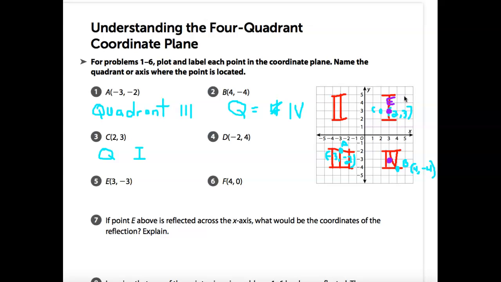Okay, that is the reflection of, wait a minute, this is E, sorry guys, this point here, the purple point, 3, -3 is E. Okay, this up here is not E, it's the reflection of E. We reflected it over the x-axis.